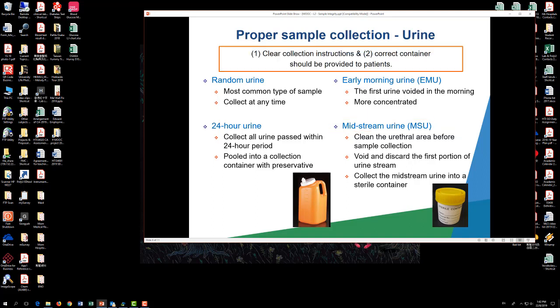So when we ask the patient to collect a sample, we should provide clear collection instructions and a correct container for them in order to get a proper sample.